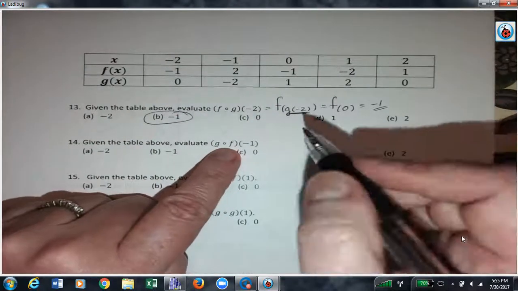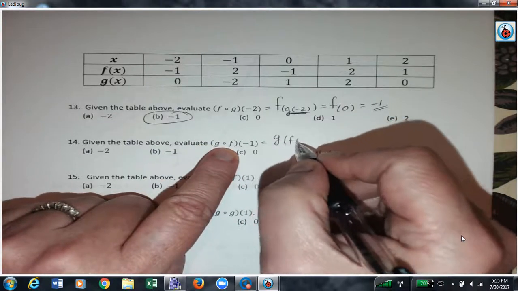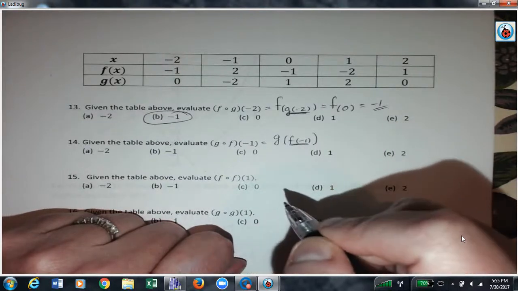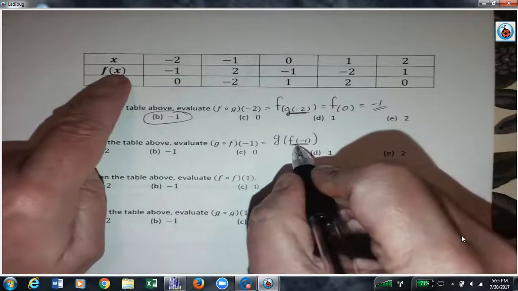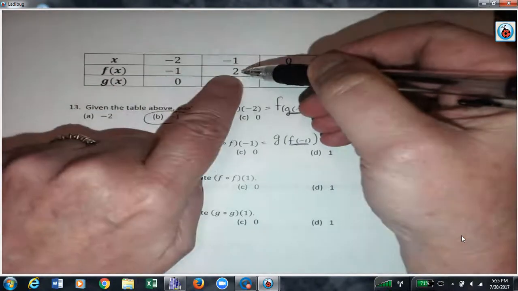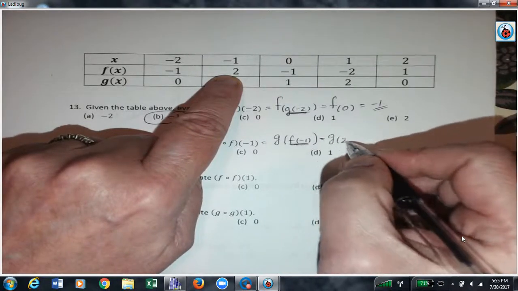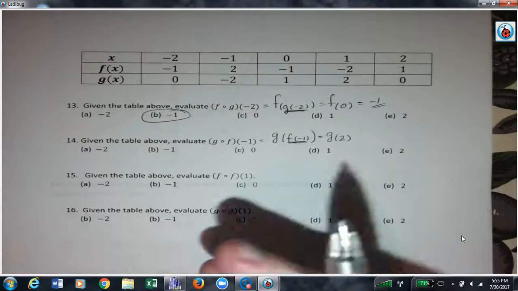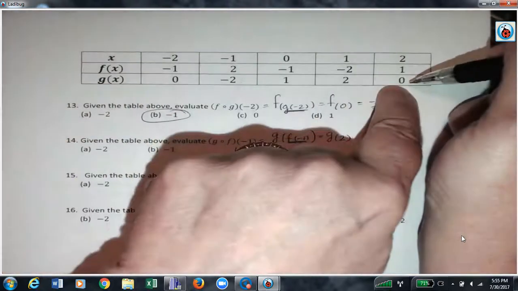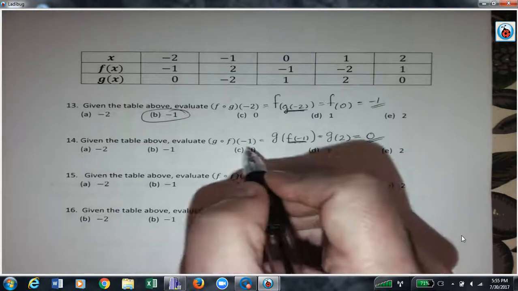What is g composed with f evaluated at -1? It's the first one evaluated at the second one. I have to find out what that is from the table. So I want f, and my x value is -1, and these meet at 2. And so what's underlined here is equal to 2. So this becomes g evaluated at 2. Now I need to find g evaluated at 2. I go to g, I find 2, and they come together at 0. So g evaluated at 2 is equal to 0, and that's my answer.